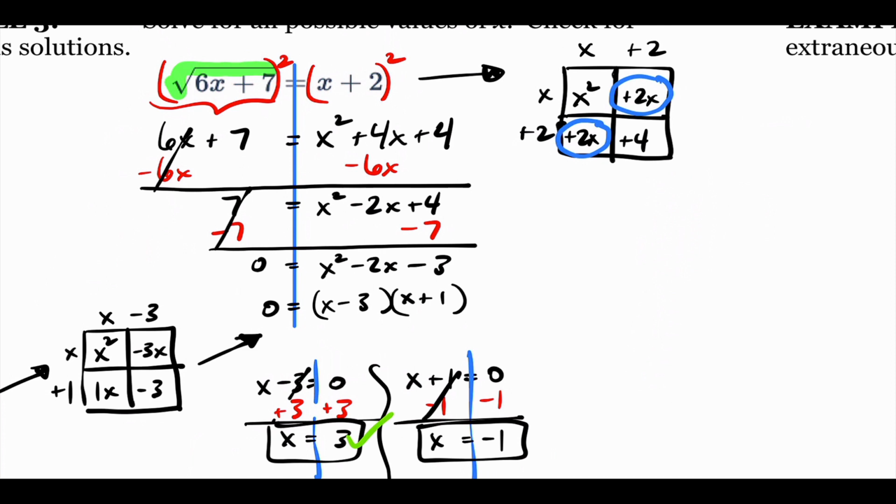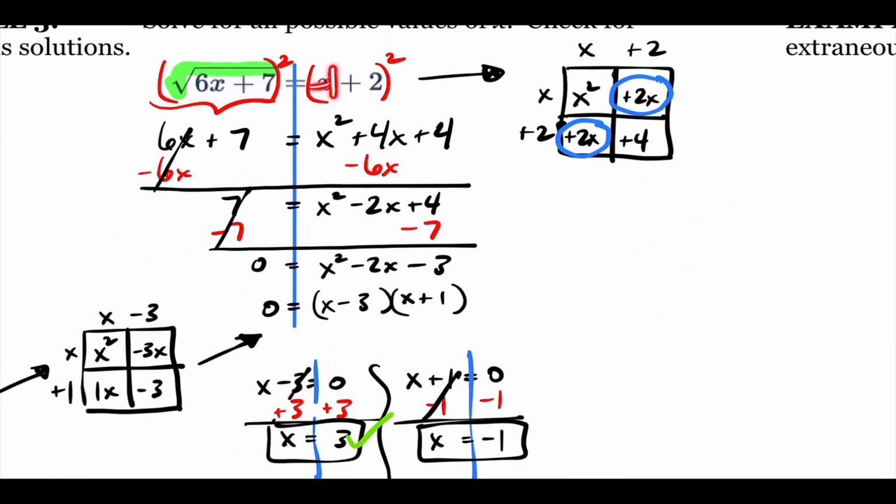Okay. Now let's do the same thing for -1. If I plug in a -1 here, it's 6 times -1. That's -6. -6 plus 7 is 1. What's the square root of 1 equal to? 1.